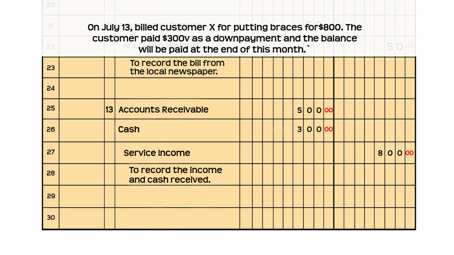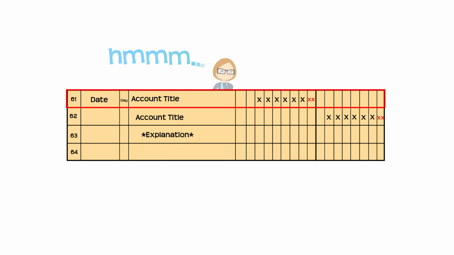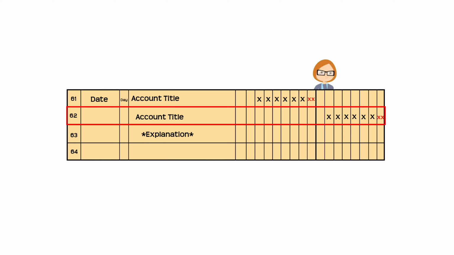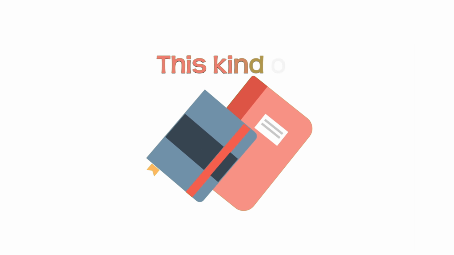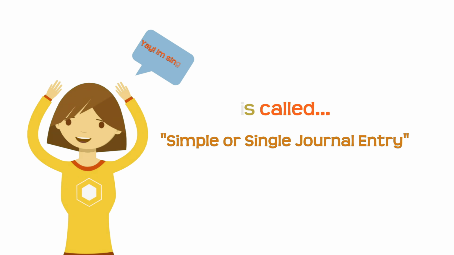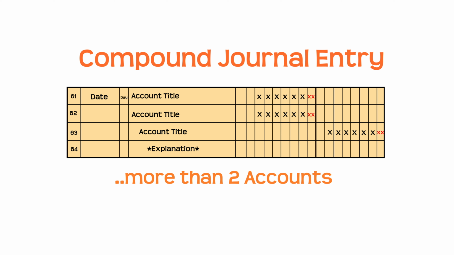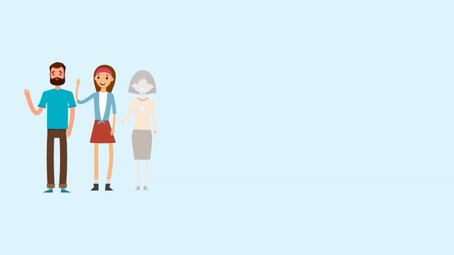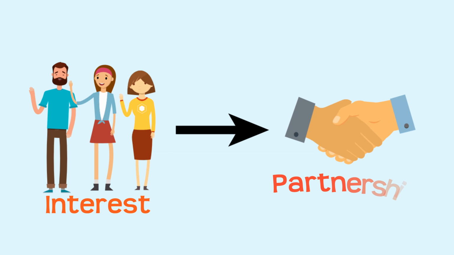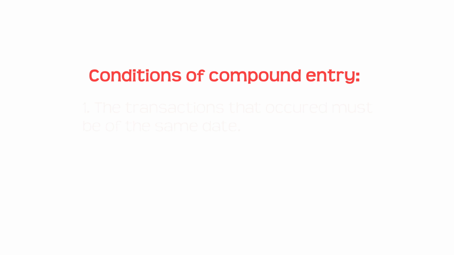So far, you have only encountered journal entries that have only one debit and one credit. This kind of journal entry is called simple or single journal entry. The second kind is called compound journal entry. This is a journal entry with more than two account titles on either debit or credit. Take note that a compound journal entry must be prepared under the following conditions.